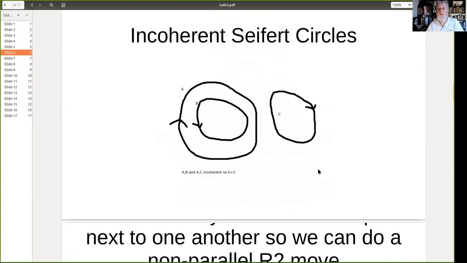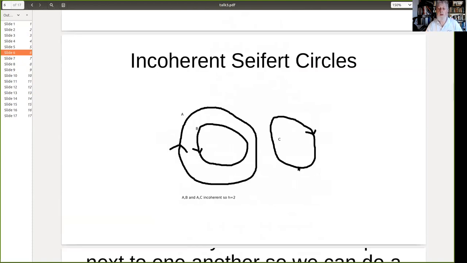Now, generally, we won't have a braided diagram. So we've got to try and change every diagram into a braided diagram. What is obstructing us is the presence of incoherent Seifert circles. So here's some circles I've drawn with orientation. A and B are incoherent, you see, because I can't join them by a bridge because the orientations don't match. And A and C are incoherent for the same reason, I can't join them by a bridge. In principle, I could join B and C by a bridge, but I can't because there's this circle in the way.